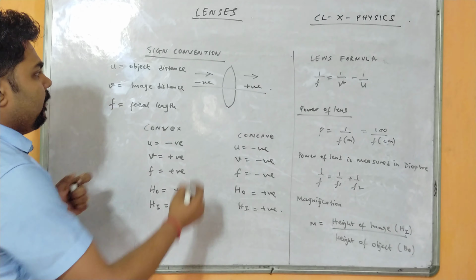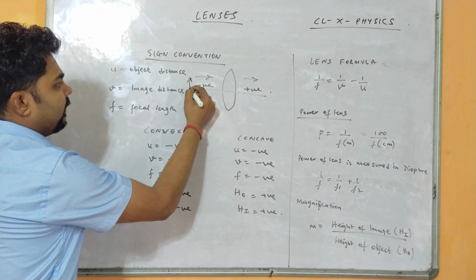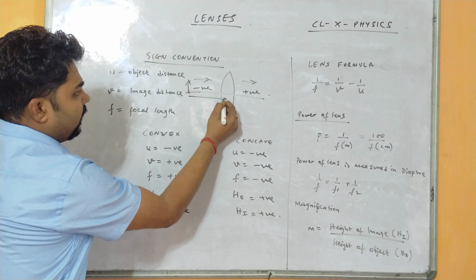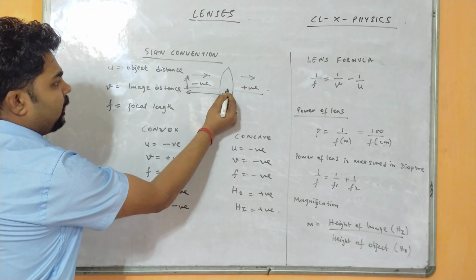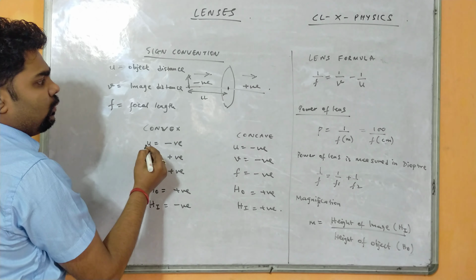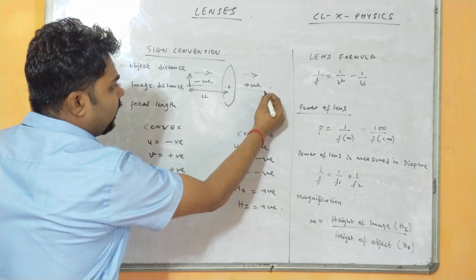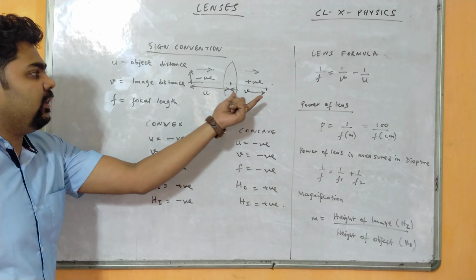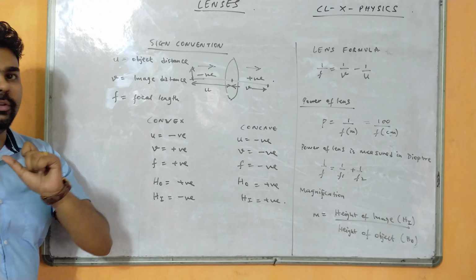If I place an object here on the left hand side, the distance between the object and the optical center is considered to be u. When it forms an image at this position, suppose, this distance is considered to be v. So v is the image distance and u is the object distance, right?